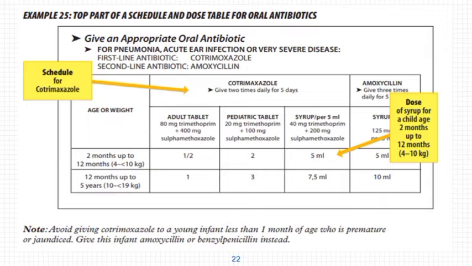Okay, so the age or weight will vary. For a child 2 months up to 12 months, with a weight of 4 to less than 10 kilograms, the tablets you give are 2. So, you're going to give 2 tablets given 2 times daily for 5 days.